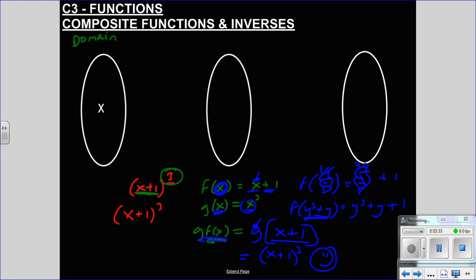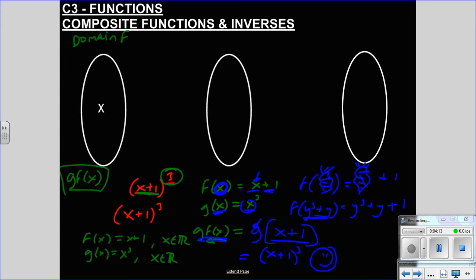Let's say we wanted to do g f of x again, but in a general term. So actually, let's stick with our example. When f of x is x plus 1 and g of x is x cubed, and let's say in this situation f's domain is x is all the real values and g's domain is also x is all the real values. So both can take all the real values. Okay, let's do that.